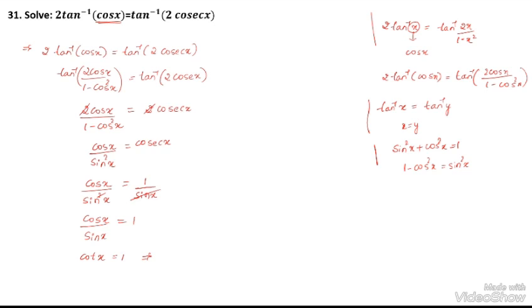Then we want the x value. Therefore, taking x on the left side only, cot taken to the right side, it becomes cot inverse of 1. What is the value of cot inverse 1? The value of cot inverse 1 is pi by 4. This is the solution of the given problem.